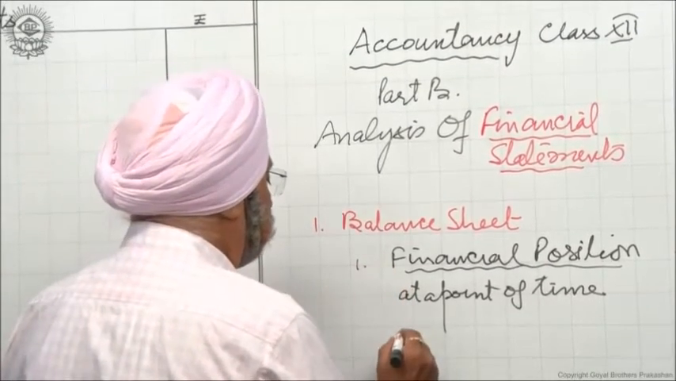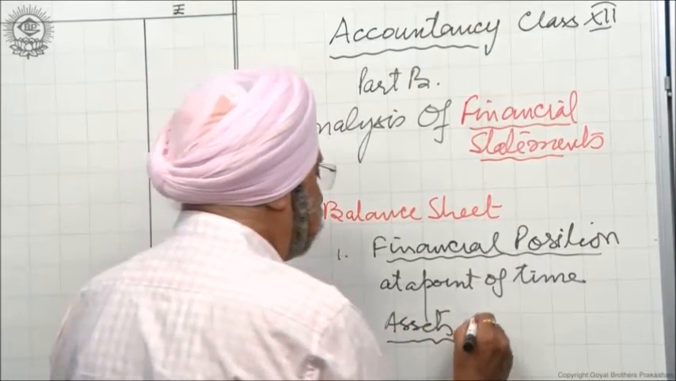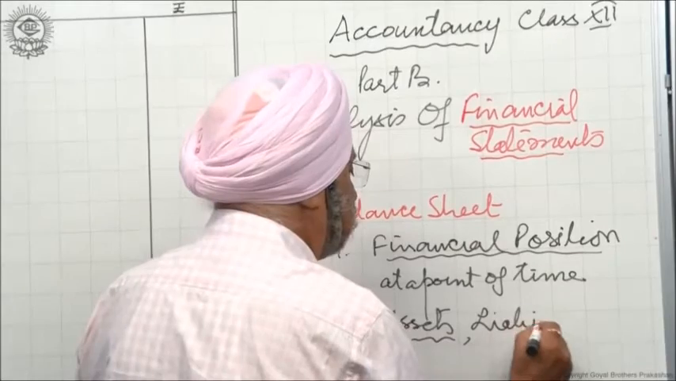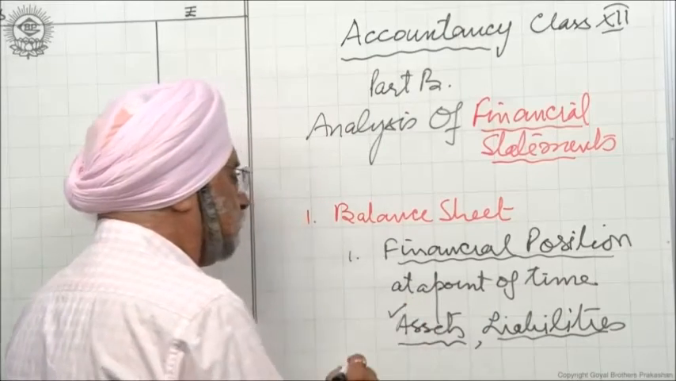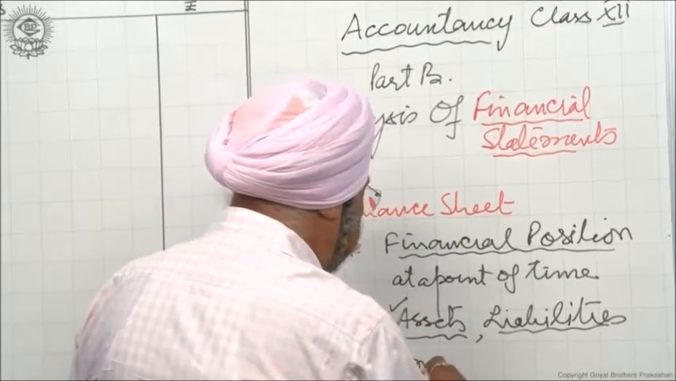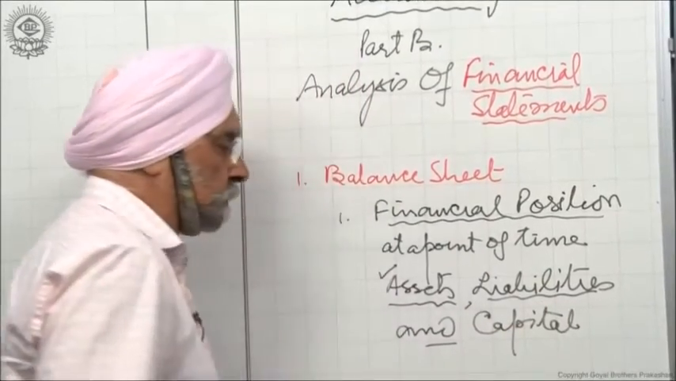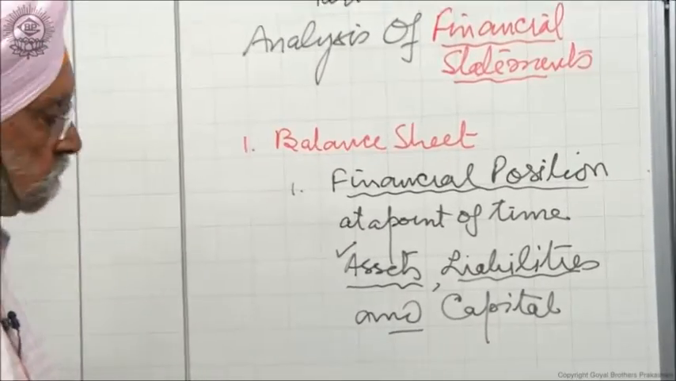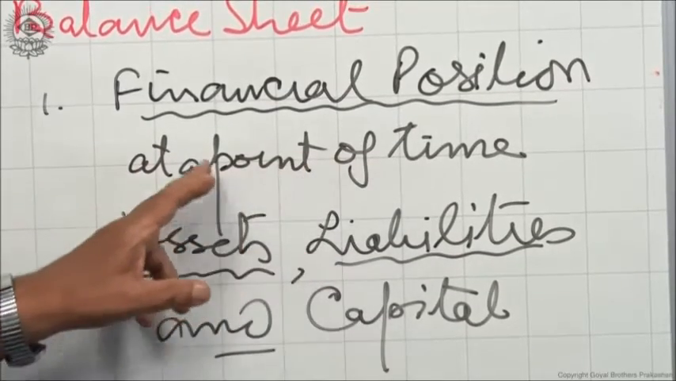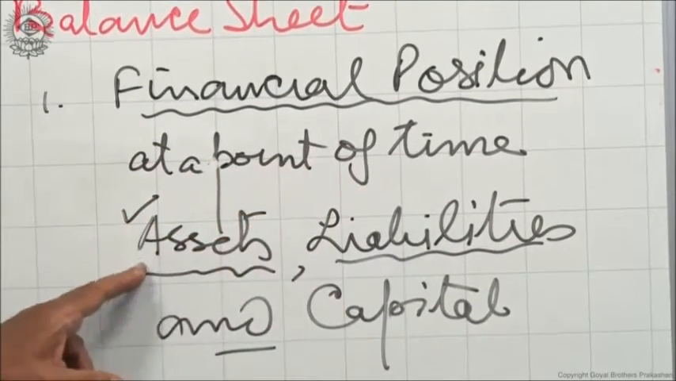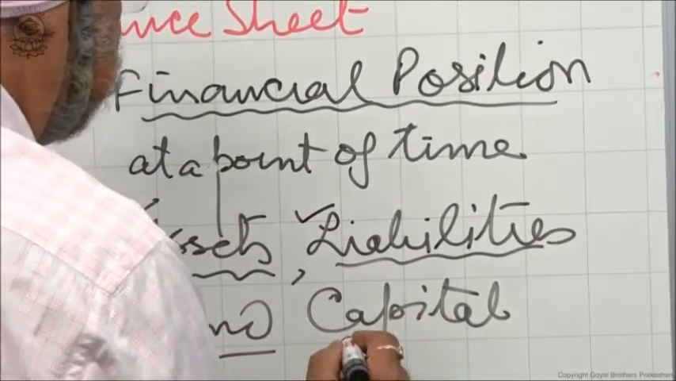It shows the position of assets. It shows the position of its liabilities, what it owes to the others. Assets, liabilities, and what else? And capital. The financial position of the company at a point of time. It shows assets, it shows liabilities, it shows capital position.